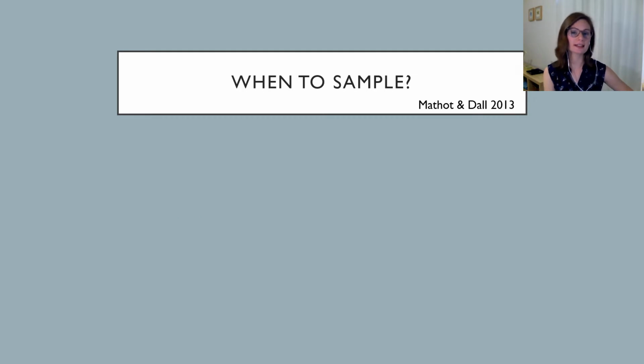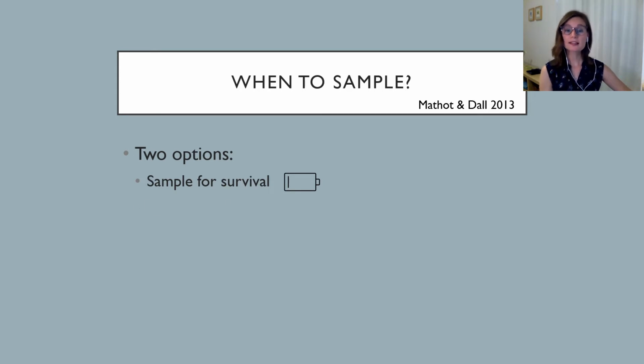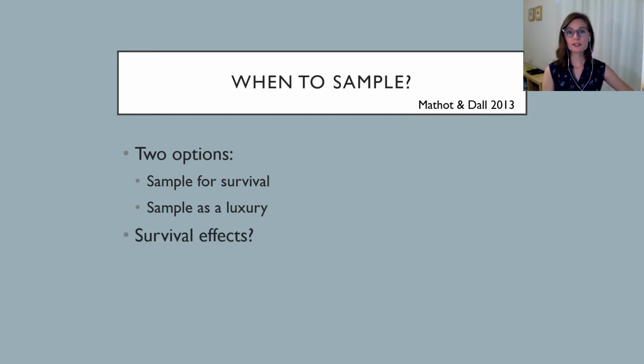Now, models predict that sampling will take place under two sets of conditions. The first being sampling for survival, when the risk of starvation is high and individuals must sample out of necessity. Second, individuals might sample as a luxury, when the risk of starvation is low and they can invest in sampling. Given these two sets of conditions, we expect them to be related differently to survival.